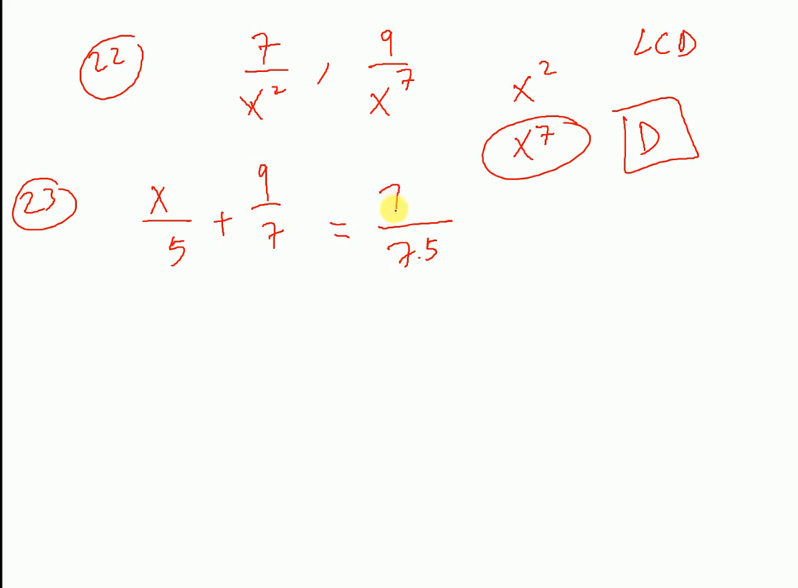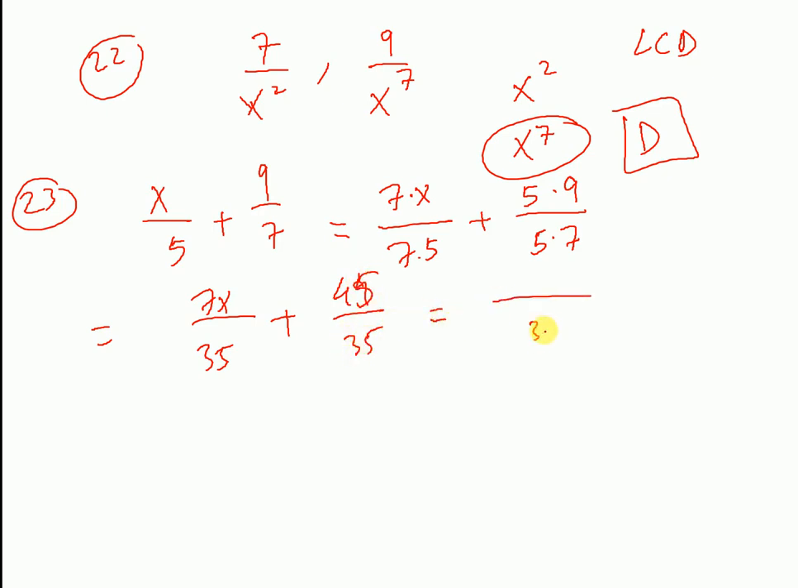And multiply 7 on the top too. How about the other one? 7 times 5 gives me 35, so on the top you also multiply by 5. Now this is 7x over 35, plus 9 times 5, that's 45, over 35. Now you can combine them together: 7x plus 45.